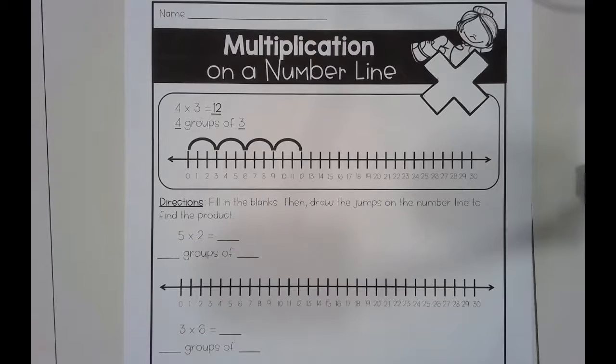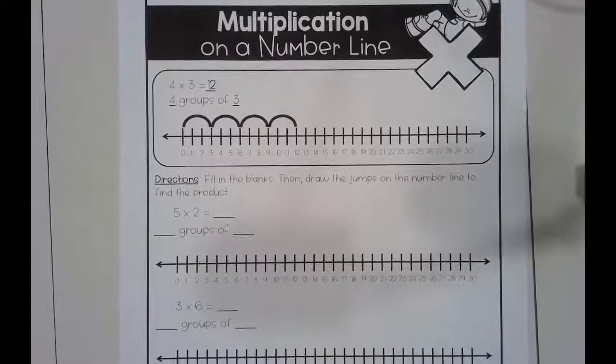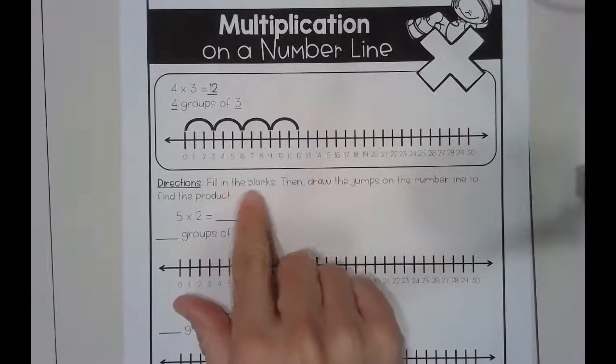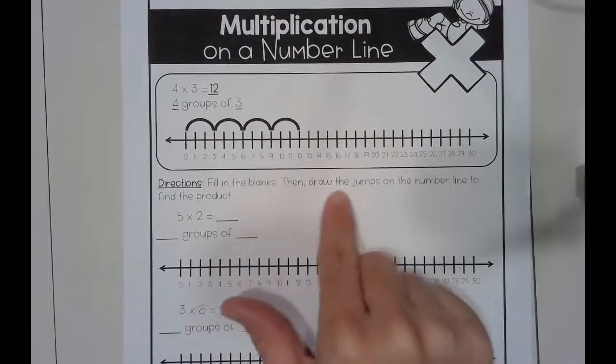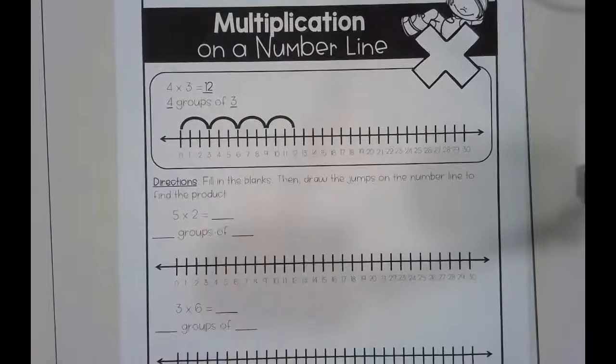Okay, so today you're going to be working on this multiplication on a number line packet. We introduced this topic last week, but I'm going to go over this with you today because we haven't done it very much, and I want to help you as you get started. If you take a look at the directions, it says fill in the blanks. So we're going to be filling in these blanks right here. Then draw the jumps on the number line to find the product.